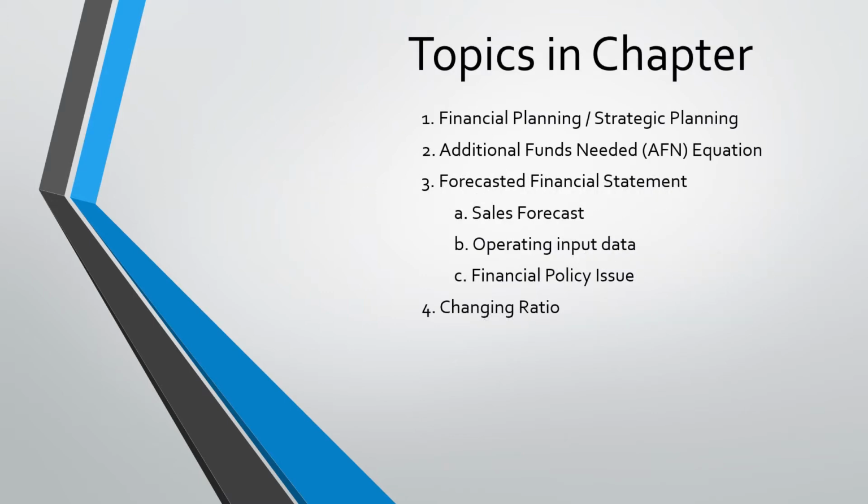We have the topics in this chapter. First, financial planning and strategic planning. Second is the additional funds needed or the AFN equation. Third is the forecasted financial statement. We will be concentrating on sales forecast. The rest of the topics are the changes in ratio.